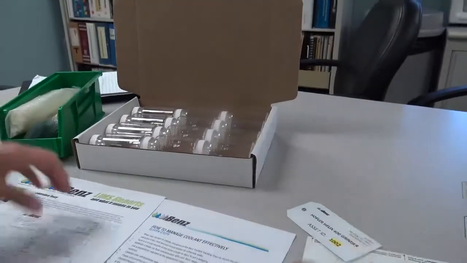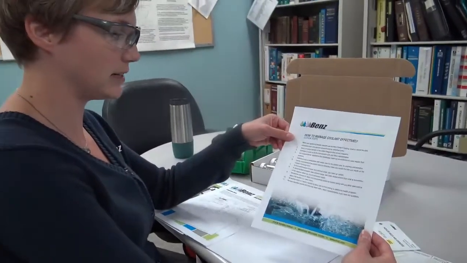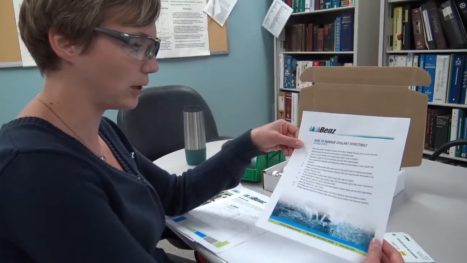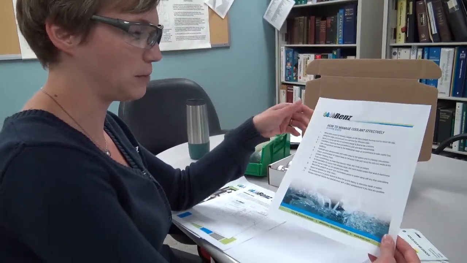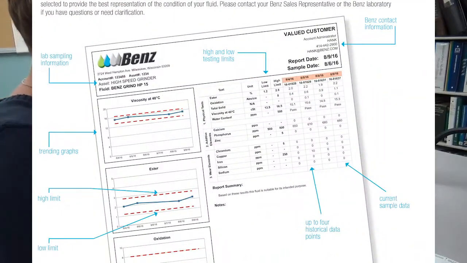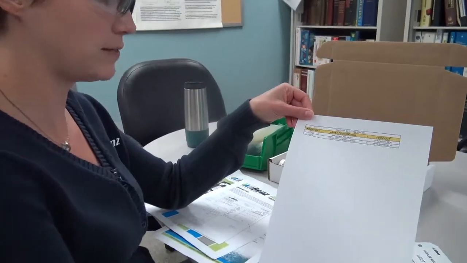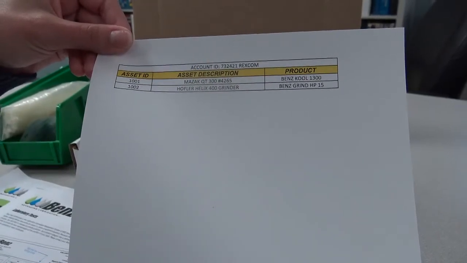Since this customer had a coolant, I'm going to include a how to manage coolant effectively. It's an 11-step program to help explain how they should monitor their systems. And they will get an asset list. So this is just a printed out version of the information that was provided to us so that they can have this on hand when they're labeling their assets.